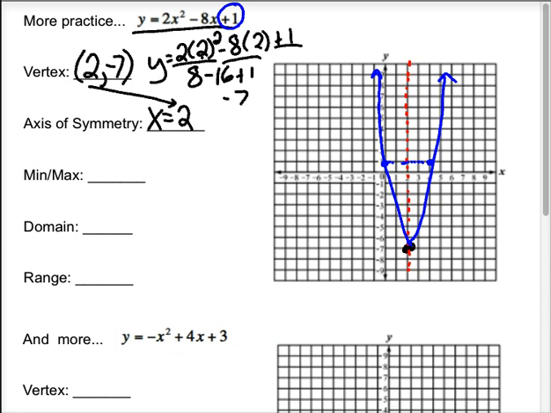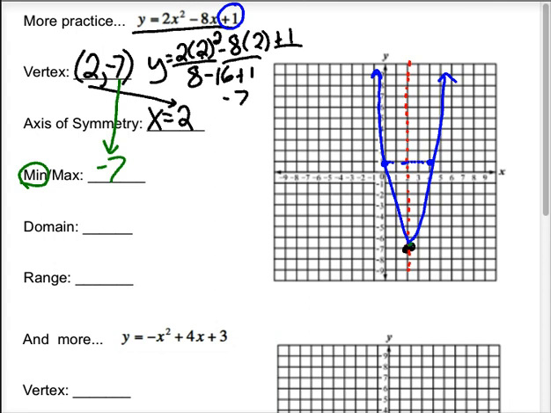Once you have your parabola made, now we can start diving into the rest of the vocabulary here. So I see that it's the bottom of my graph. Bottom is going to make it a minimum. What is that value? Well, again, you take the y value from the vertex. That minimum value is -7. That's how low it is.